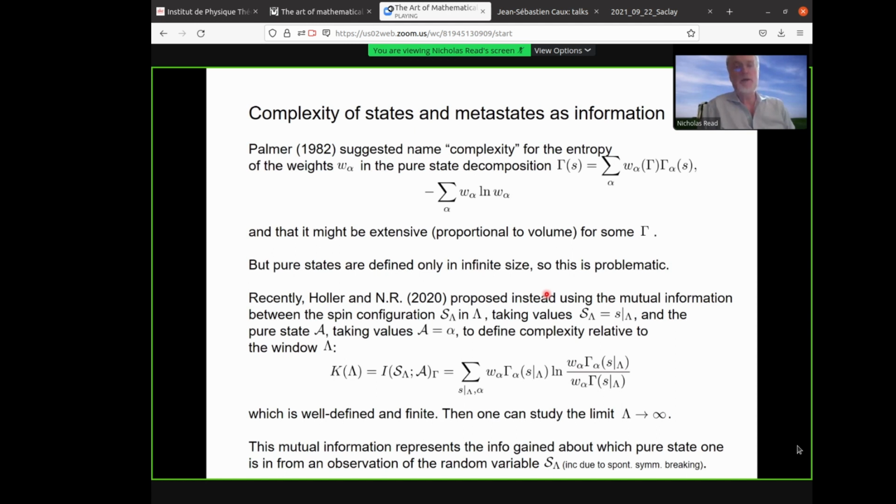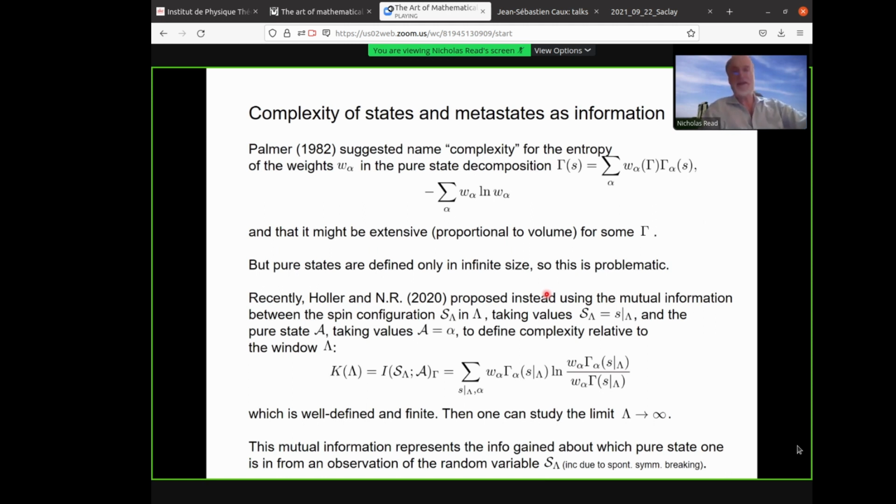All right, so let me now go on to my second topic, which is closely related, and this is the notion of complexity. So Palmer suggested the name complexity for the entropy of the set of weights in the pure state decomposition of a Gibbs state gamma. So we take the same definition that I wrote before, and then we form the Shannon entropy, if you like, or Boltzmann entropy. And he's also suggested that this quantity might be extensive, might be proportional to volume for some states gamma.